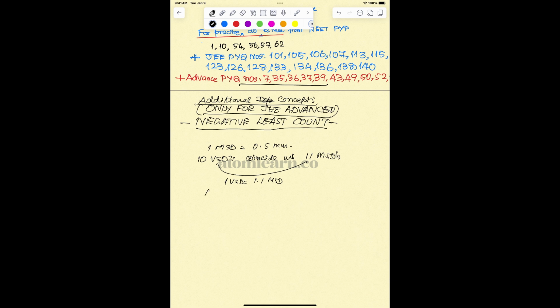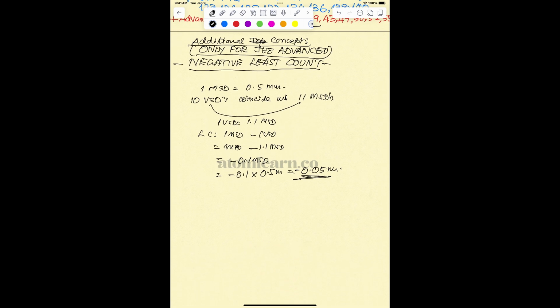And therefore now, what is least count by your definition? 1 MSD minus 1 VSD, which is equal to 1 MSD minus 1.1 MSD, which is equal to minus 0.1 MSD, which is equal to minus 0.1 times one division of MSD equal to 0.5 mm. Therefore, it is minus 0.05 mm, the negative least count. Now, this by itself is not the end, because now the problem gives the actual data of measuring the length of some rod.